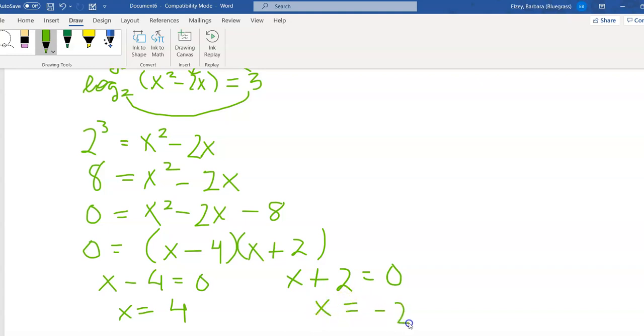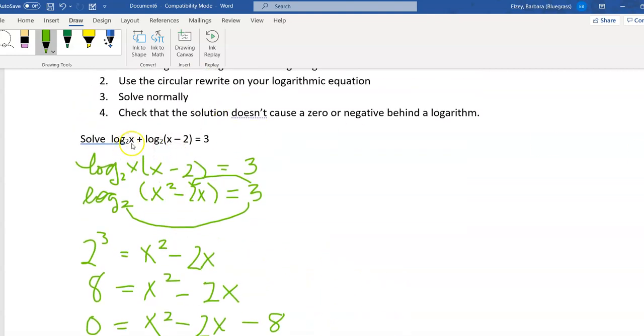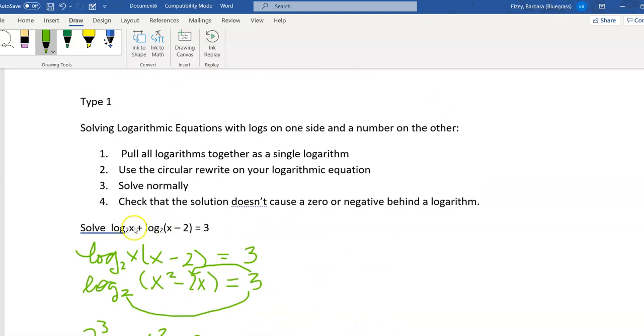Well, let's go back. Our last step is to check and make sure that we don't have a negative sitting behind a logarithm. So if we check the 4, and we go back to the original, putting a 4 right here is okay, and then 4 minus 2 right here is okay. But if we think about this negative 2, this gives me a negative 2 behind this logarithm, and we cannot have a 0 or a negative behind a logarithm.